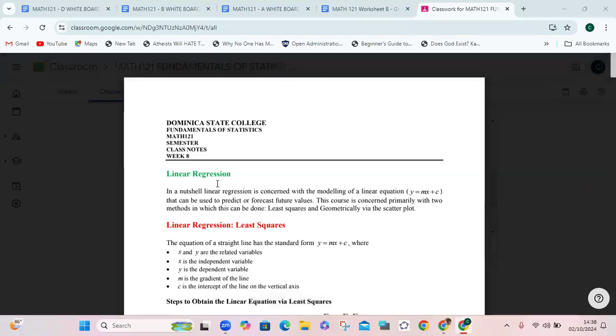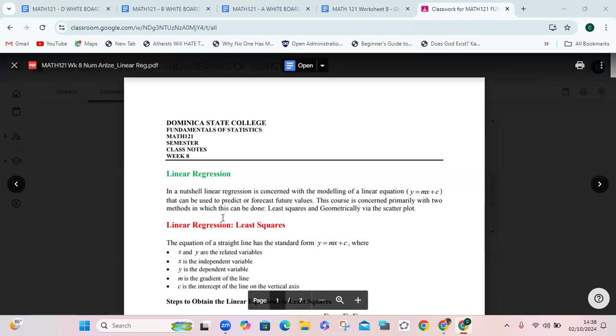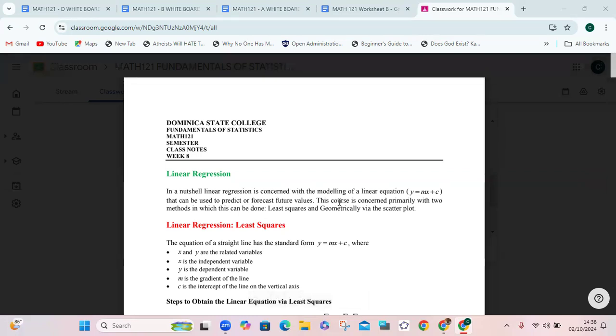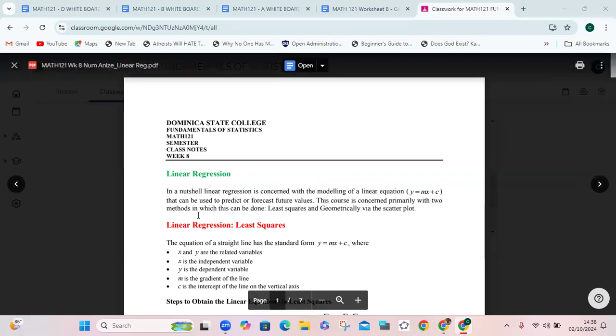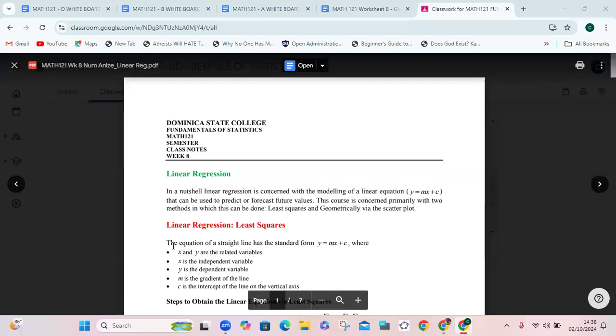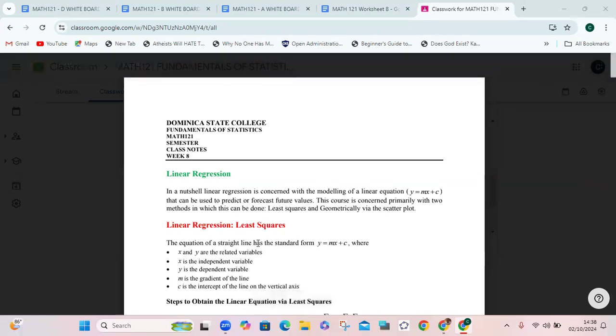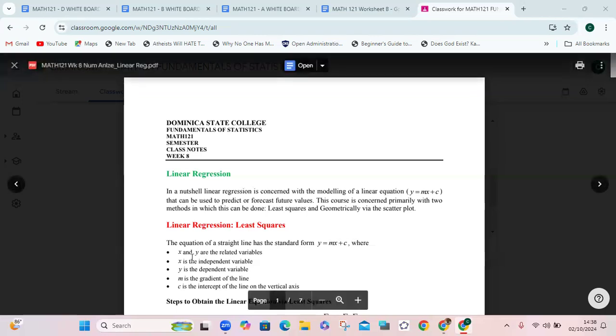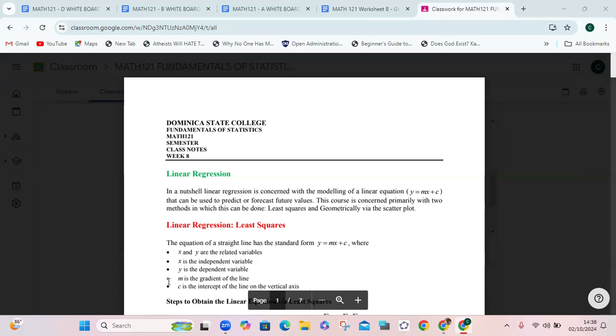According to weekly notes 8, which is linear regression, it says in a nutshell, linear regression is concerned with the modeling of a linear equation y is equal to mx plus c that can be used to predict or forecast future values. This course is concerned primarily with two methods in which this can be done: least squares geometrically and via the scatter plot. So the equation of a straight line has the standard form y is equal to mx plus c, where x and y are the related values. X is the independent variable, y is the dependent variable, m is the gradient of the line, and c is the y-intercept.